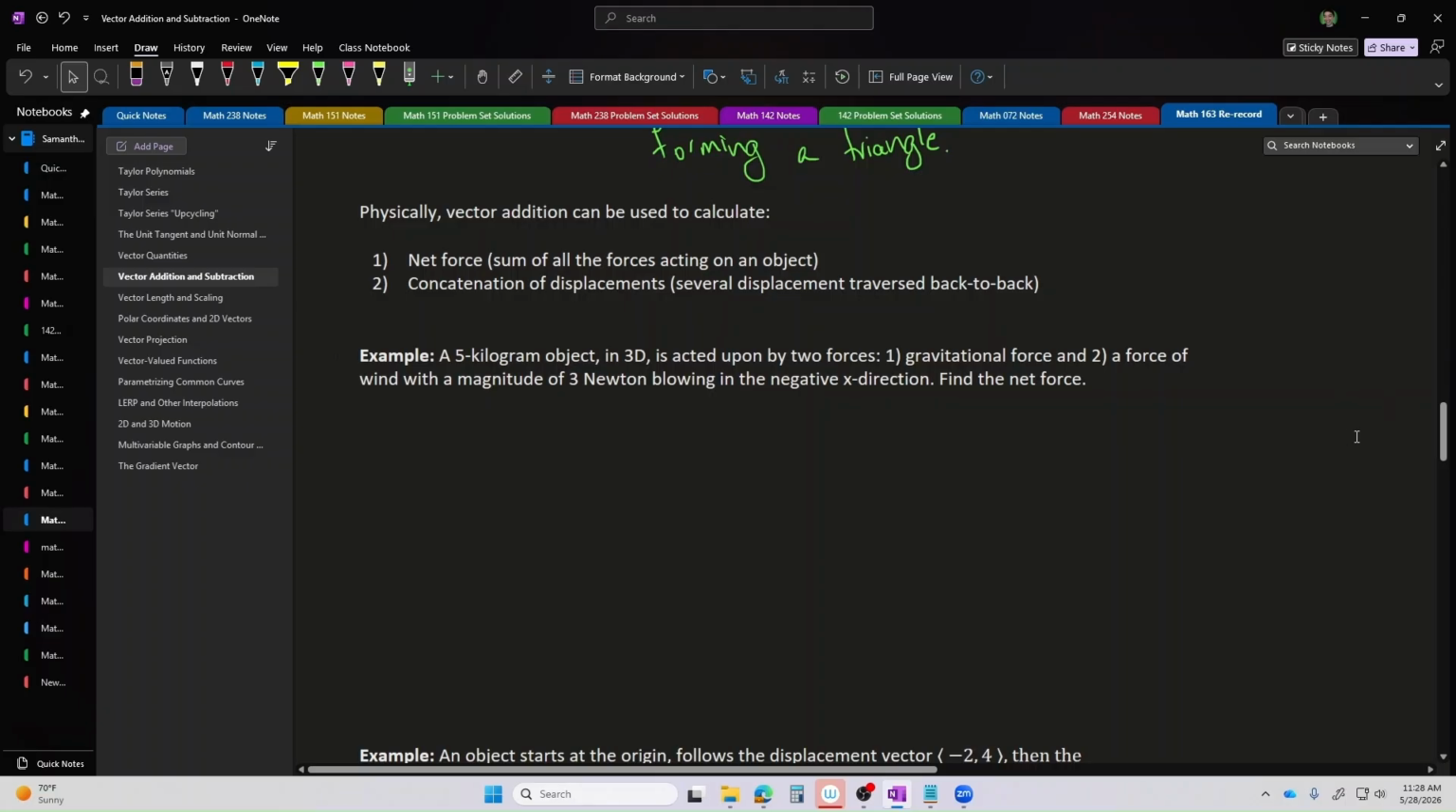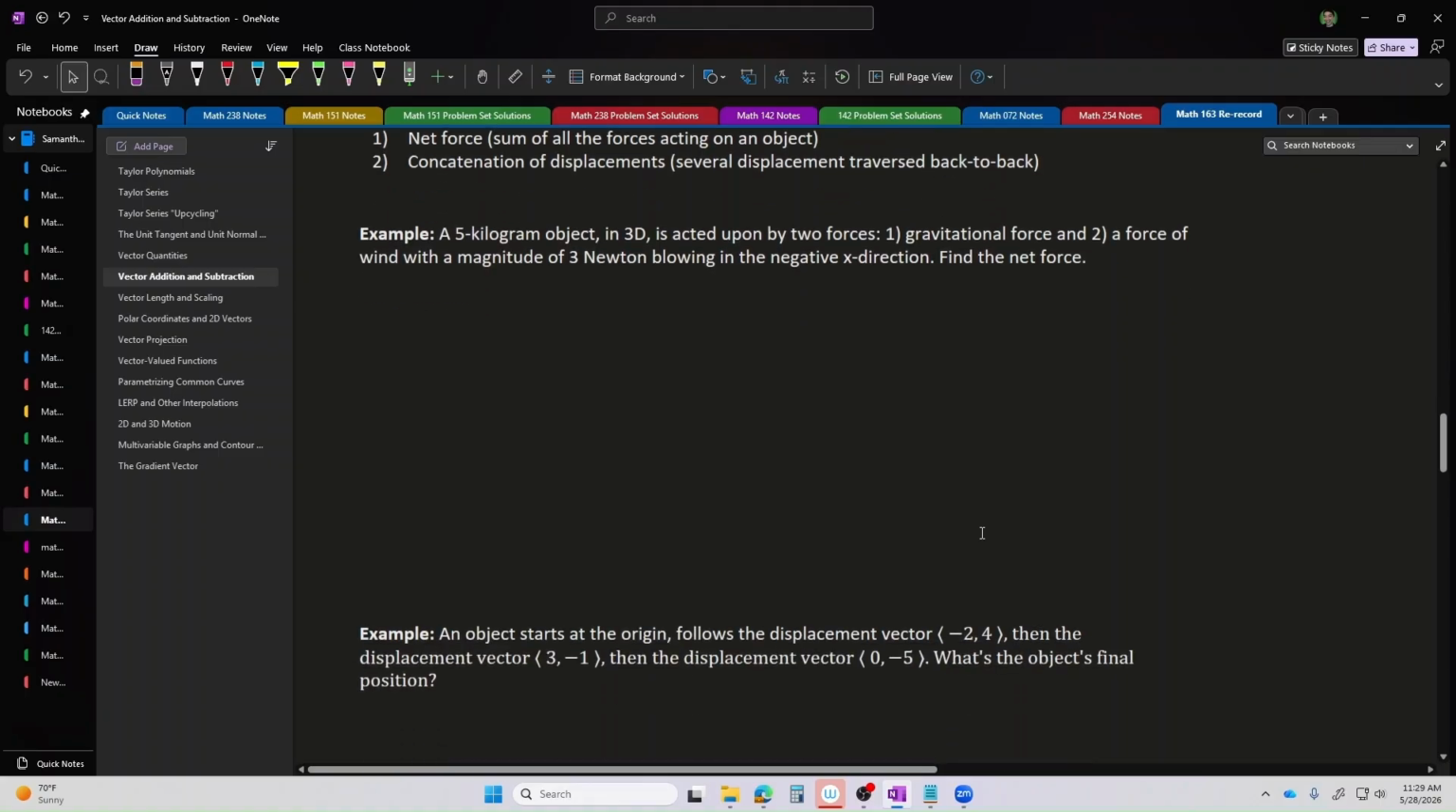We've got a 5 kilogram object in 3-dimensional space, and two forces are acting upon it. First is gravitational force, and second is a force being imposed by a wind blowing in the negative x direction, a force of wind with a magnitude of 3 Newton. If this is the landscape, let's go ahead and find the net force representing all the forces acting together on the object at the same time.